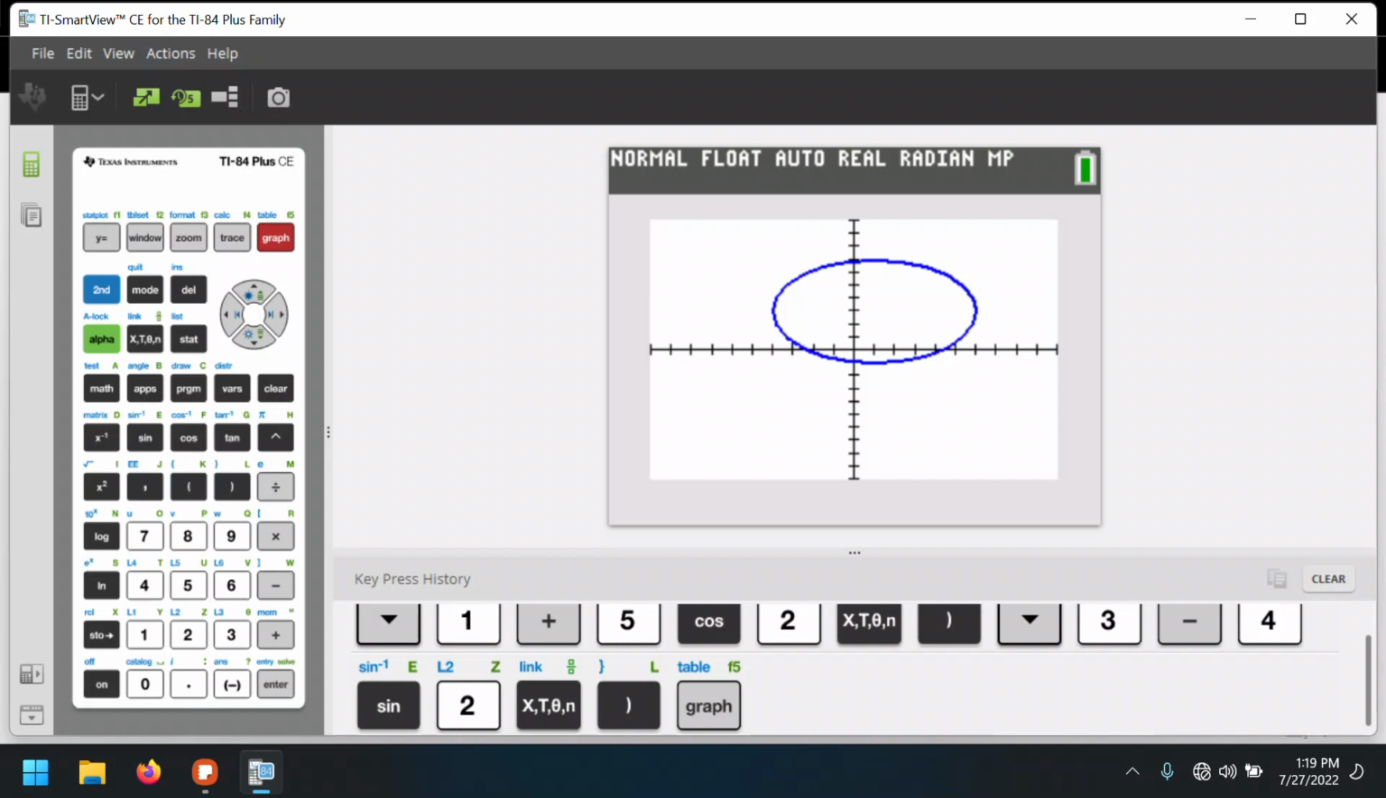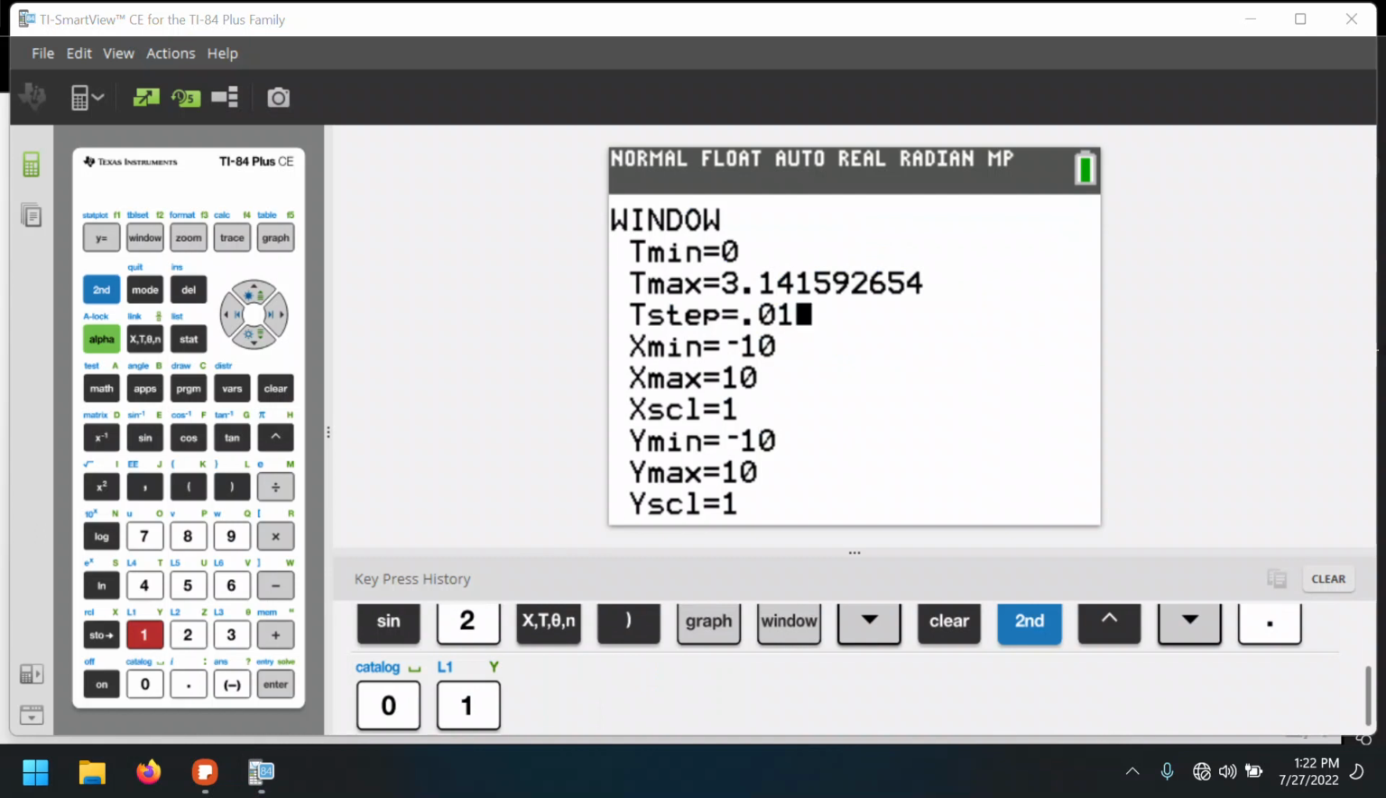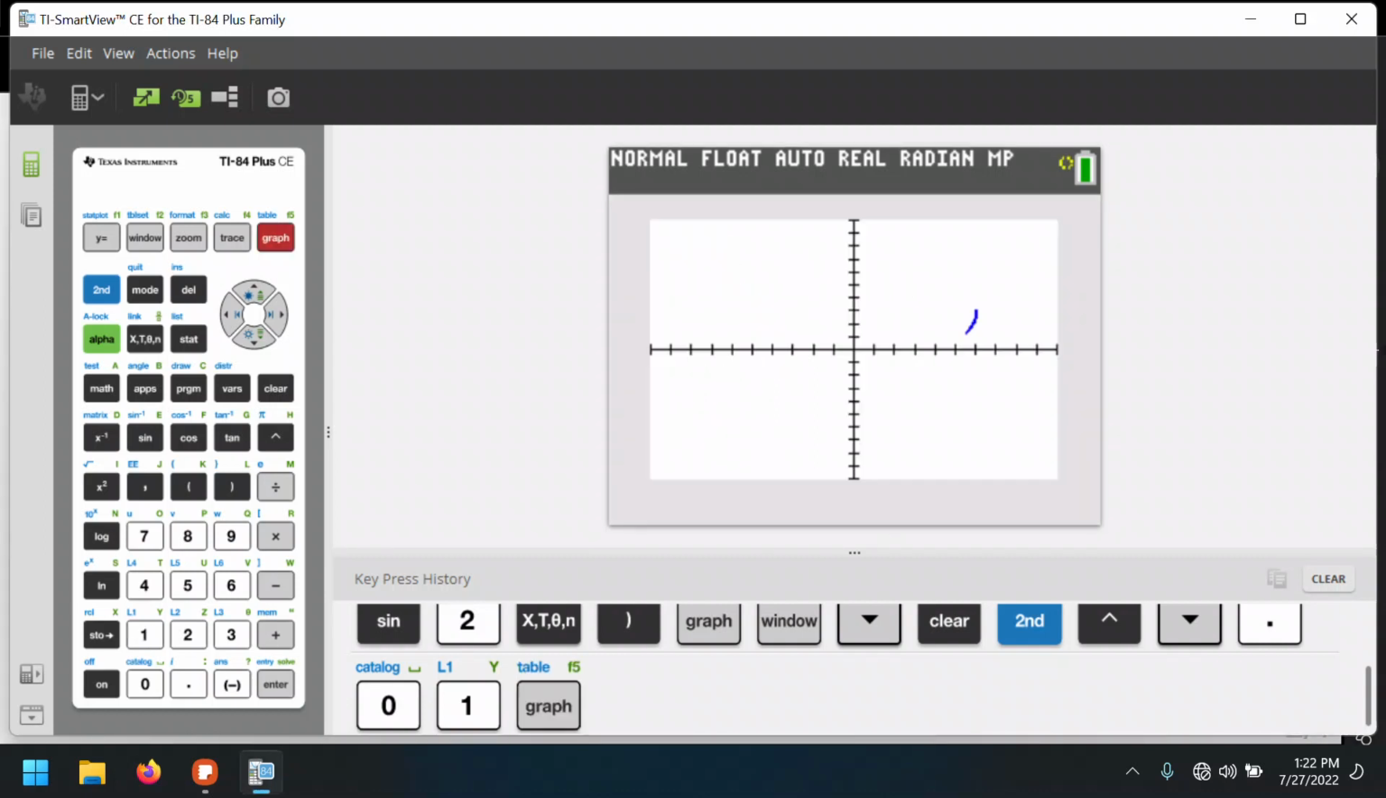All right, so let me know if you're having issues with getting this graph for whatever reason. So just make sure that for this particular example your settings on the window look like this. Okay, so let's graph, and yes, it's going to go clockwise.